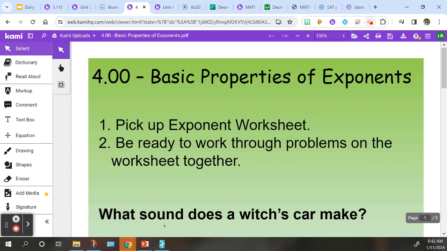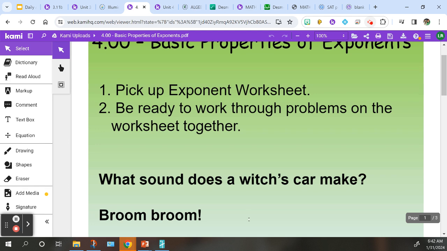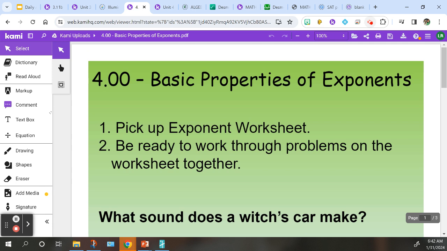Here's our joke for today. What sound does a witch's car make? Broom, broom. Okay, I'm done. I'm going to get rid of my ugly mug, and we are going to begin here.